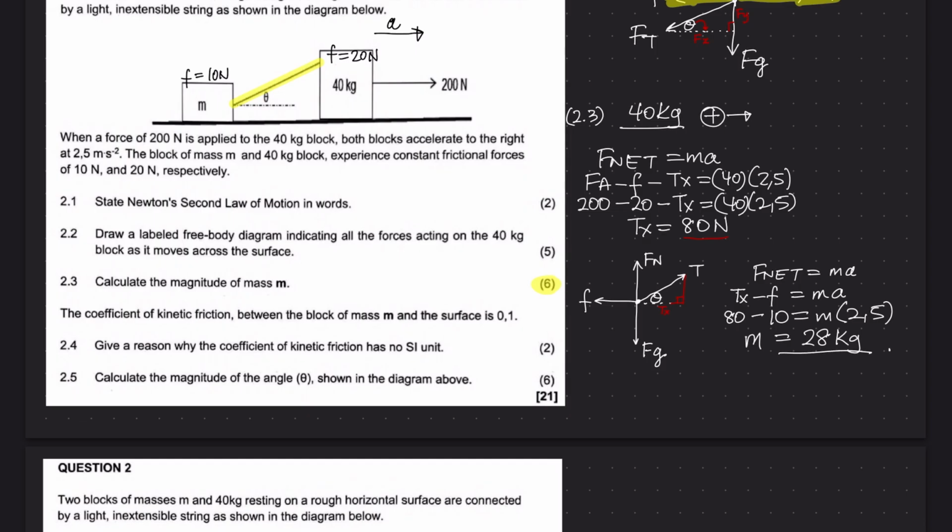So, as I mentioned earlier, 6 marks, could be a simultaneous, could be multiple equations. In this case, we had to do 2 separate calculations to get the final answer.